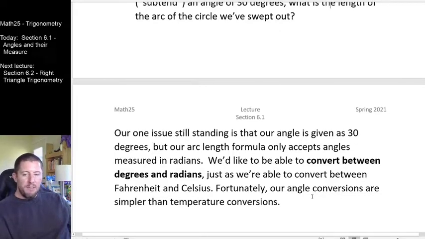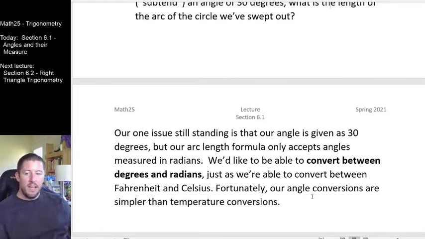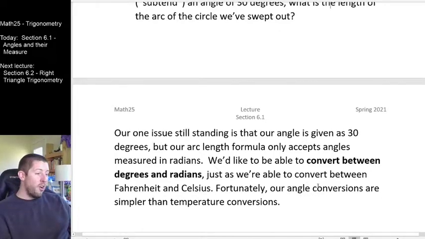It's like 5/9 times the Fahrenheit temperature minus 32 or something like that, and I always forget which ones get the parentheses. The point is, our conversion between degrees and radians is going to be easier than our conversion between Celsius and Fahrenheit. So if you remember doing that conversion, it's not hard. This one's just going to be even easier right here.